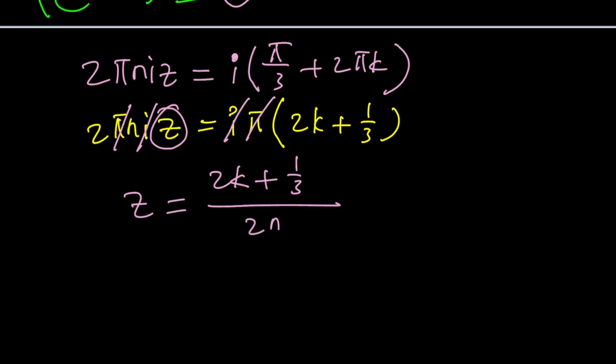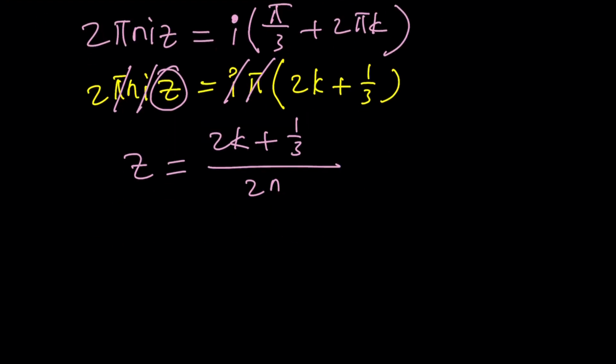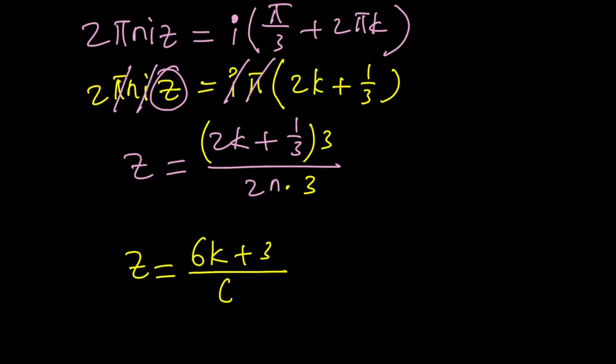Oh, I forgot to say n and k are integers. Let me add that real quick. All right. So those are integers and they can be positive or negative. In this case, we have a fraction. We don't like that. Let's go ahead and multiply top and bottom by 3 so that we can get z in the simplest form: (6k plus 3) divided by 6n.